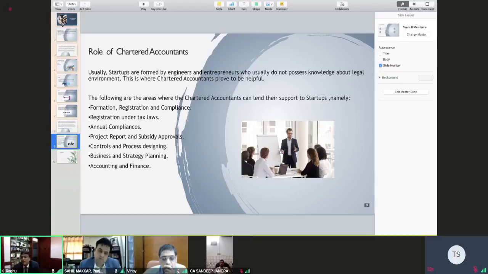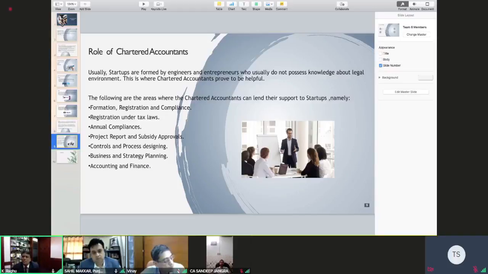And then registration under various laws they are not aware of, such as ESI, PF, shops and establishments, GST, income tax. I think it is our responsibility to guide them when they come to you, because they can't afford a full-fledged finance team or a CFO. So when they come to you for guidance, I think you should provide end-to-end services to the startups.